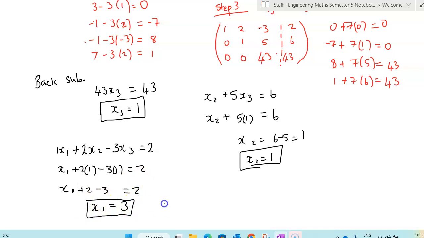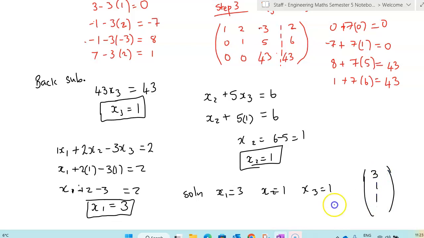So the solution is x1 equals 3, x2 equals 1, and x3 equals 1. And it can be written as 3, 1, 1 if you want, like as a vector. Okay, that's the solution.